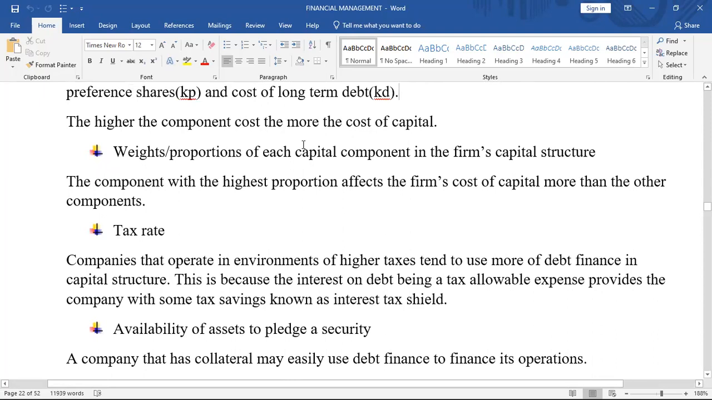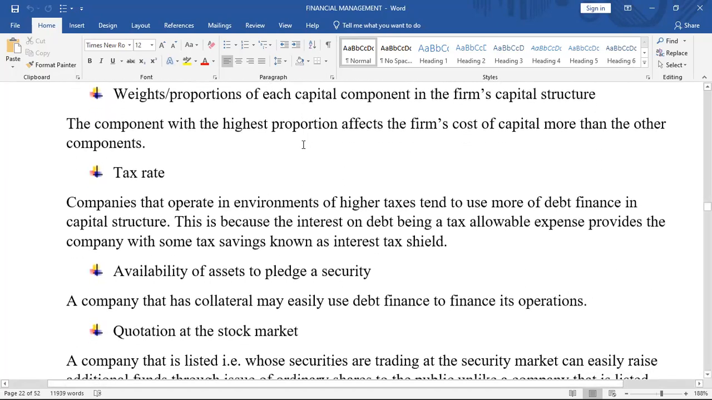Now, we have the weights, that is, the proportions of each capital component in the firm's capital structure. We are saying the component with the highest proportion affects the firm's cost of capital more than the other components. And I will be able to show you that.